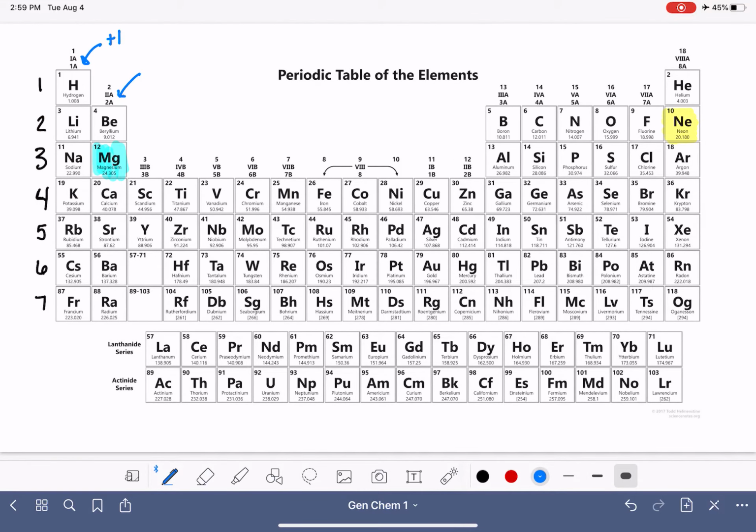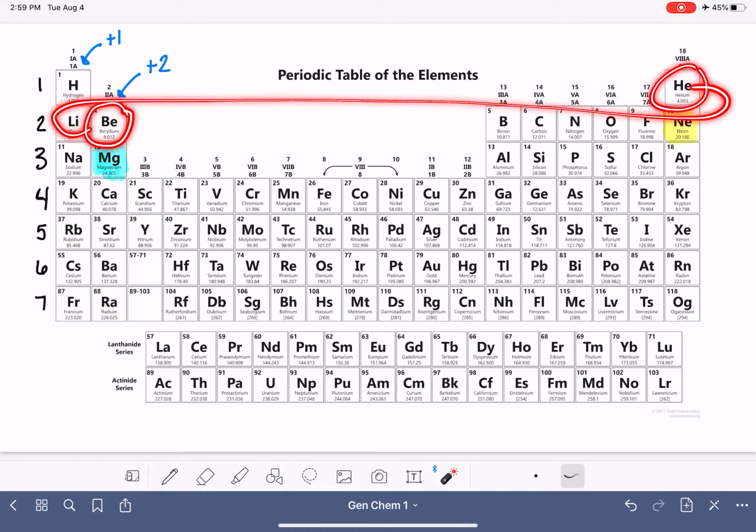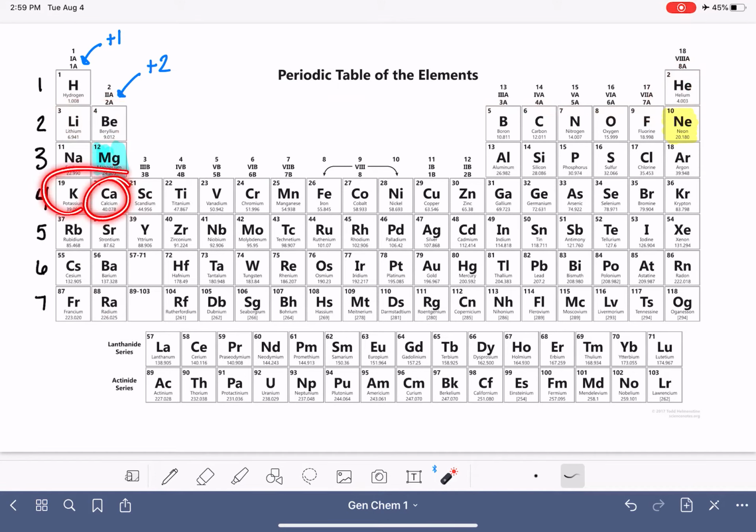And again, we can make that exact same trend for all of the elements that are in this column on the periodic table. Every single one of these elements is 2 blocks ahead of its nearest noble gas, and every single one of these elements is going to want to form the +2 ion.